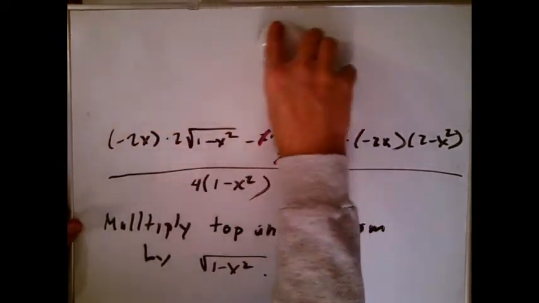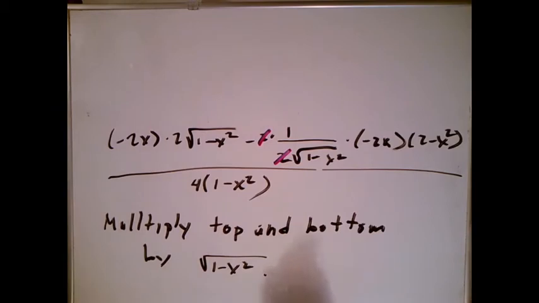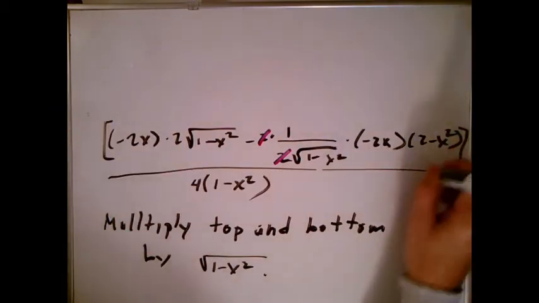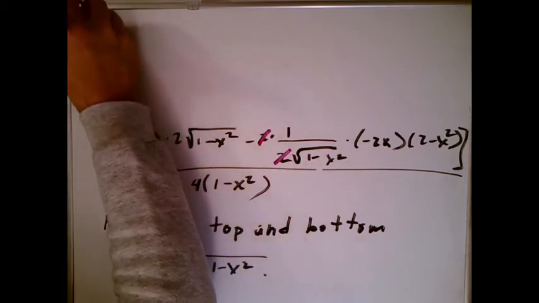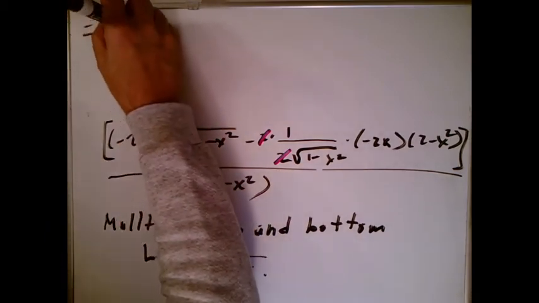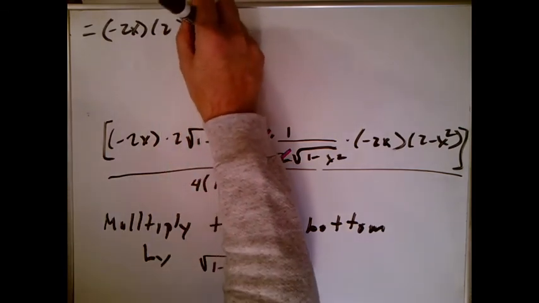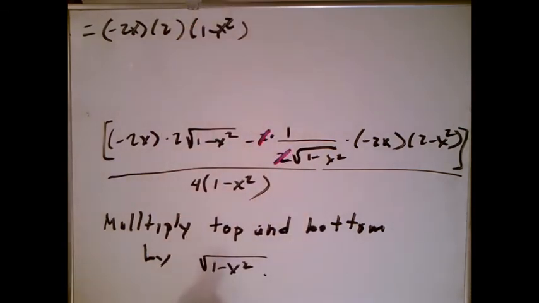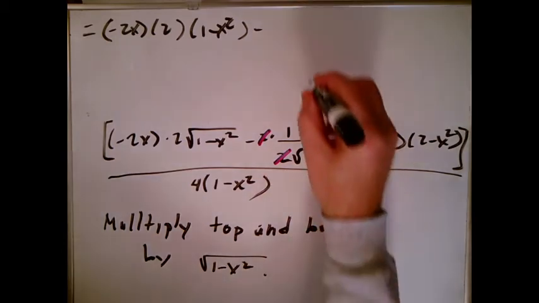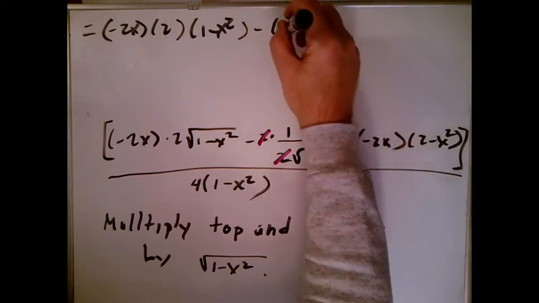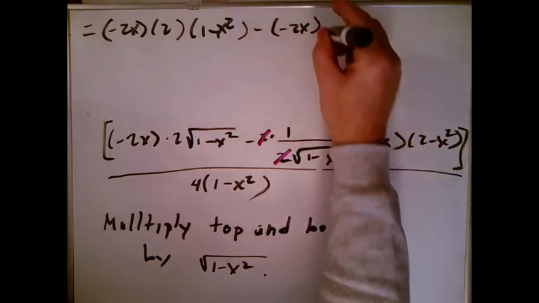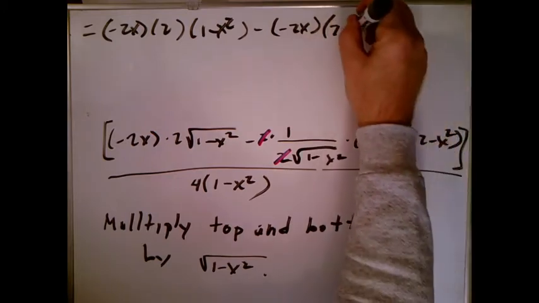Make sure we can still see everything. All right, here we go. When I multiply the whole top by the square root of 1 minus x squared, the minus 2x is still there. The 2 is still there. The square root of 1 minus x squared turns into 1 minus x squared, which just got a whole lot better. The 1 over square root of 1 minus x squared times the square root of 1 minus x squared just goes away. So all I'm left with here is minus 2x, and then 2 minus x squared.